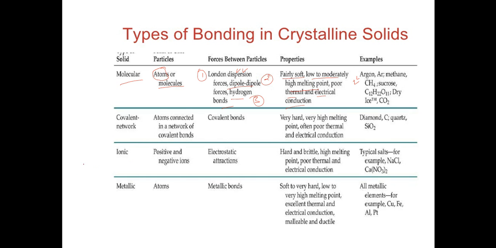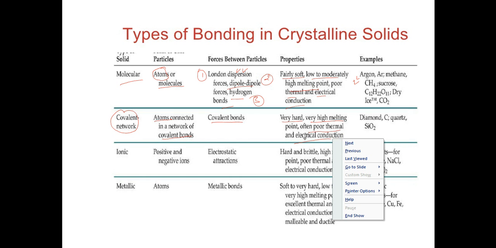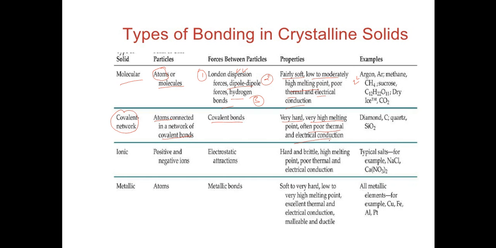Now the second type of solid is the covalent solid. In covalent solids, the particles are majorly atoms which are connected by covalent bonds. So here the force of attraction between two atoms is the covalent bond. They are very hard, they have a high melting point, and they are often poor thermal and electrical conductors. There is one exception, that is graphite. Graphite is a good conductor of electricity. The best example is diamond. Diamond is a covalent solid which is very hard.